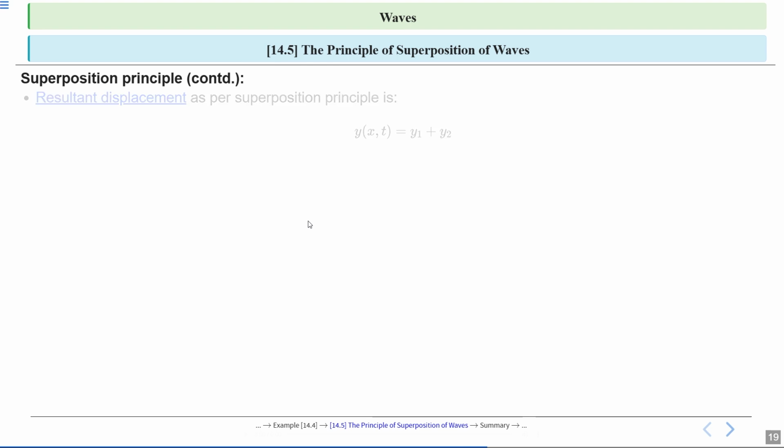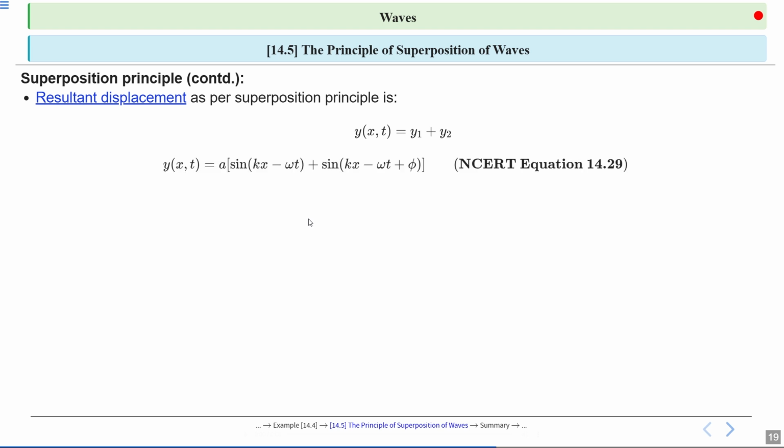Now, the resultant displacement as per the superposition principle, y of x,t is equal to y1 plus y2. This means if two waves pass through the same point, their effects just add together. So here we see a specific example where both waves have the same amplitude, small a, but one has a phase difference phi compared to the other.